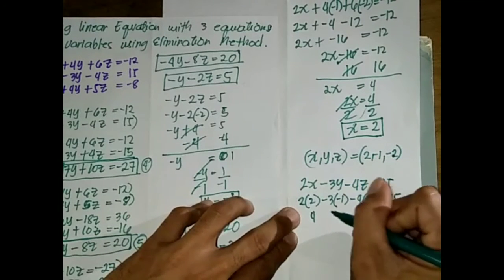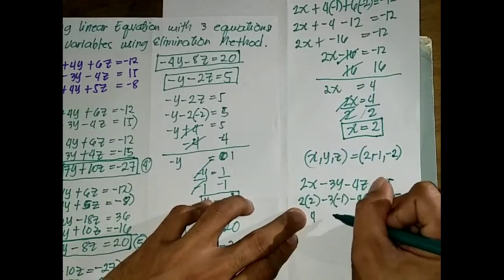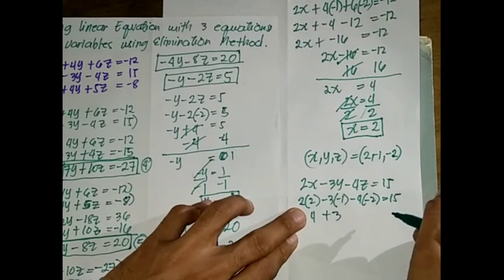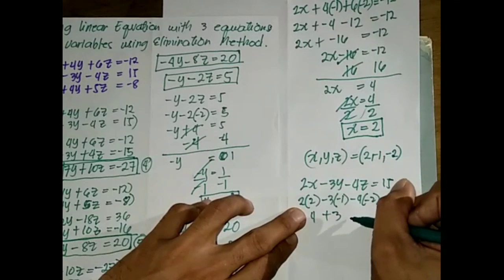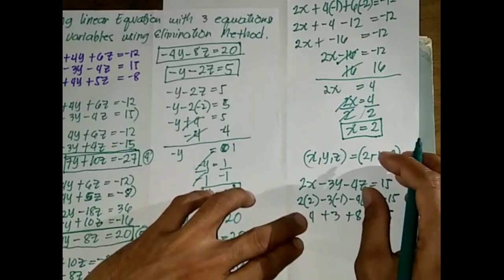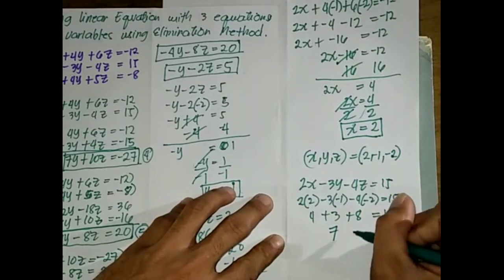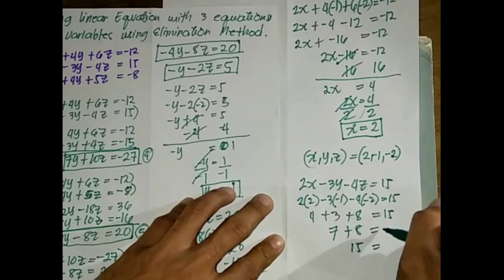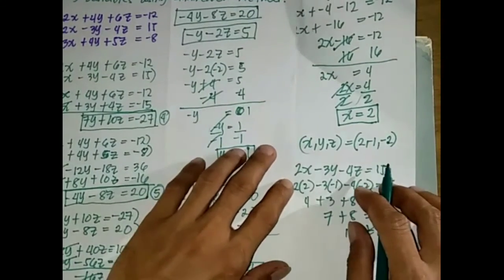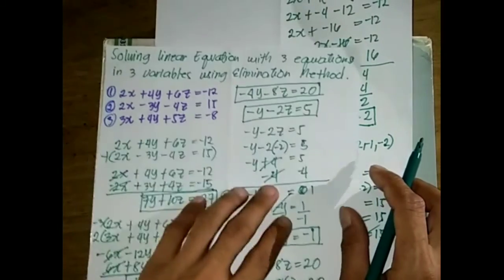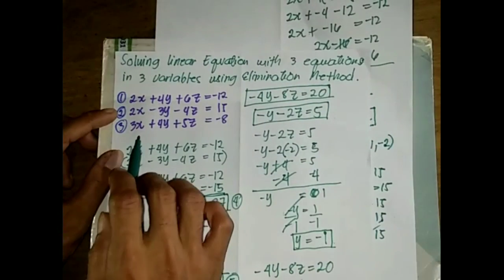2 times 2 is equal to 4, negative 3 times negative 1 is equal to positive 3, negative 4 times negative 2 is equal to positive 8, equals 15. 4 plus 3 is equal to 7. 7 plus 8 is equal to 15. So kumpirmado lang natin. Since equal na sila, meaning to say that 2, negative 1, and negative 2 is the solution set of our given equations.